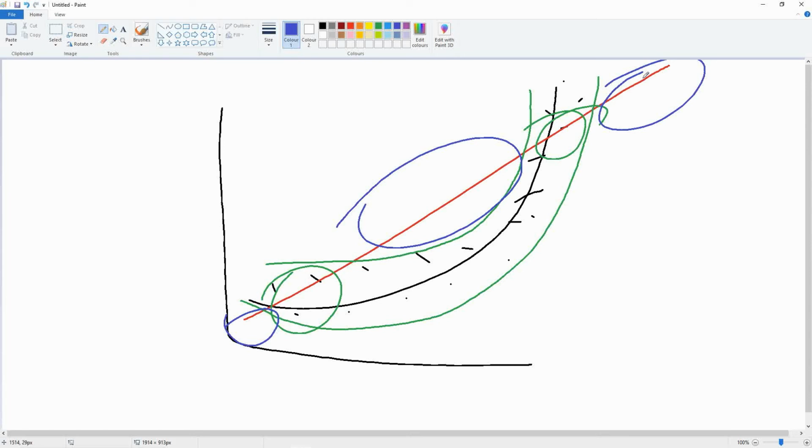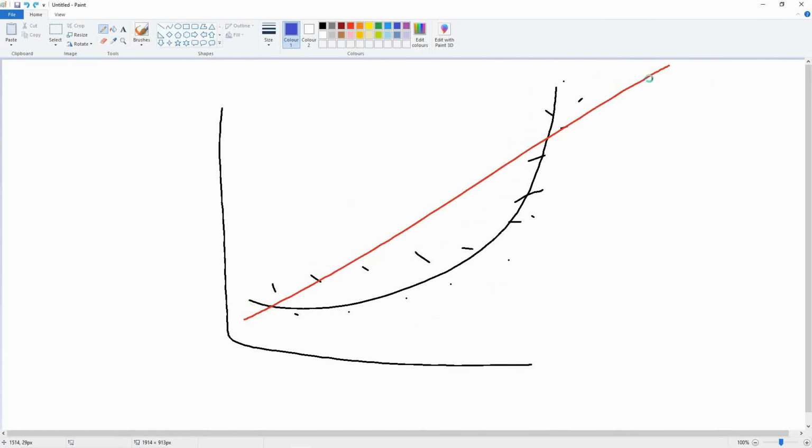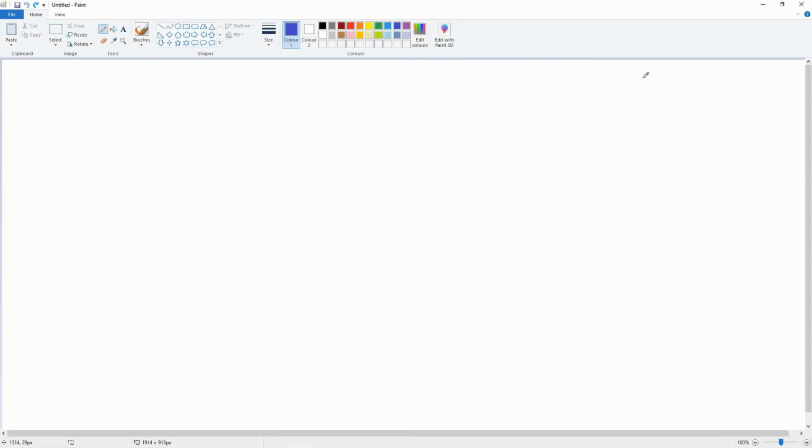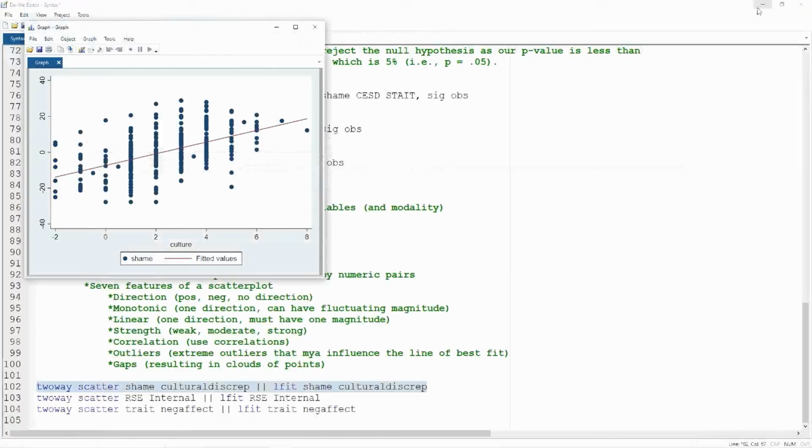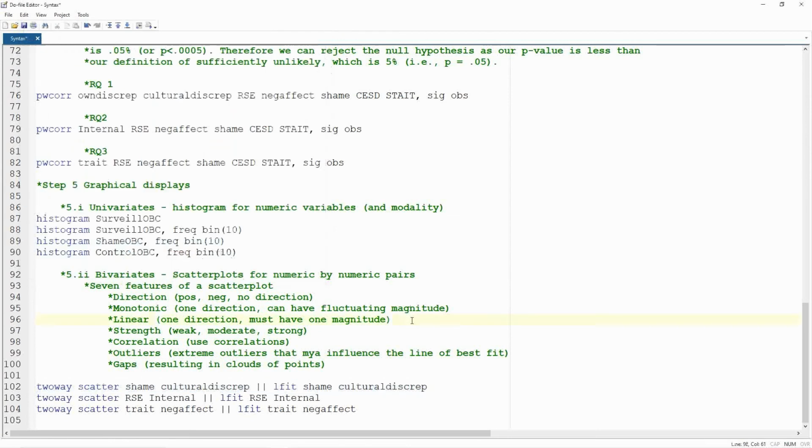So it's possible to have a monotonic relationship that's not linear, but it is not possible to have a linear relationship that is not monotonic. The rule of thumb: if you have a linear relationship, then you have a monotonic relationship. But just because you have a monotonic relationship doesn't necessarily mean that you have a linear one. So linearity is a special case of a monotonic relationship.